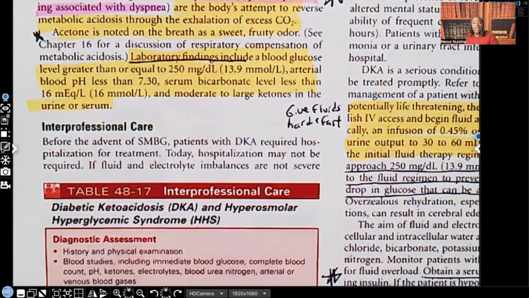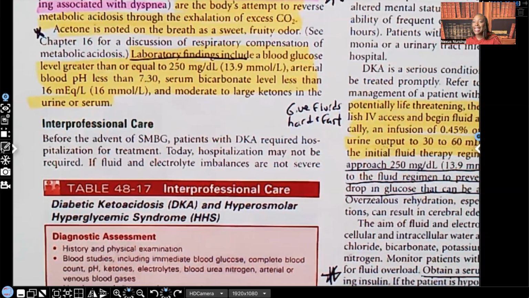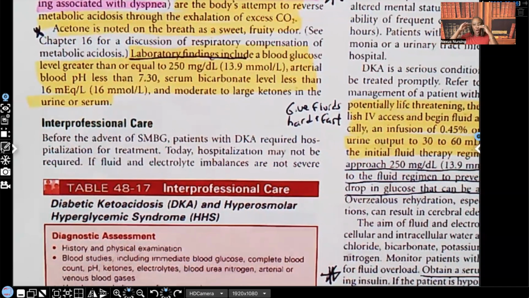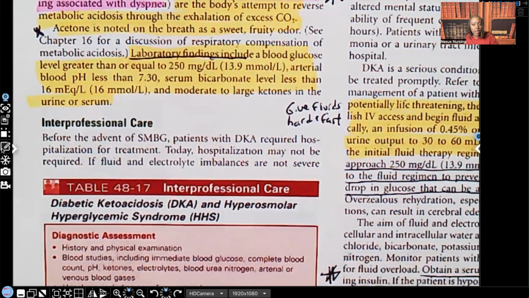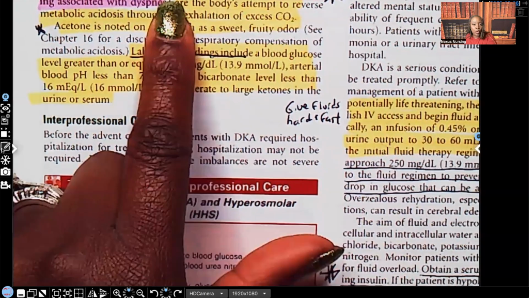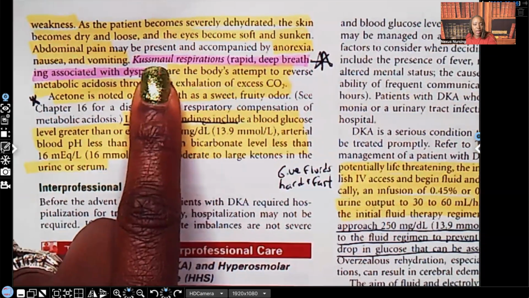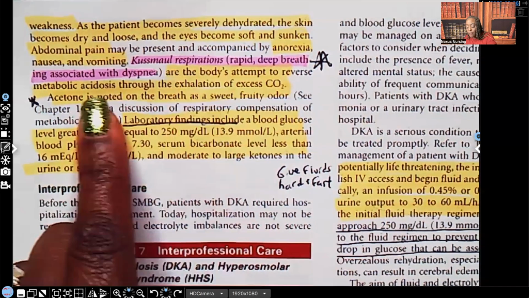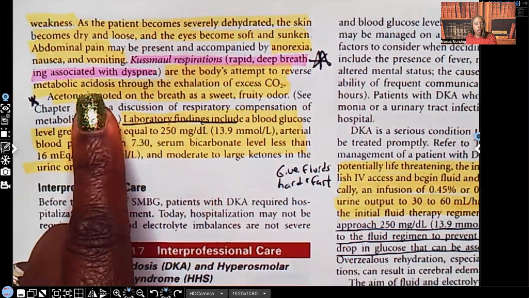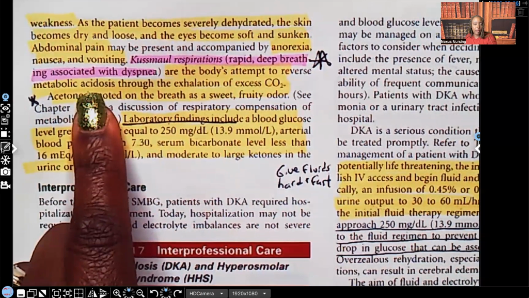So what happens when the patient is in an acidic state because of all of those ketones, they have ketoacidosis, patient breathing starts like this, because they're blowing off all of that carbon dioxide, which is what? Acidic. The patient's trying to maintain homeostasis, trying to bring them back into balance. So the body's attempt to bring them back into balance is going to be those Kussmaul's respirations right here. Look at what it says. The Kussmaul respirations are the body's attempt to reverse the metabolic acidosis through exhalation of excess carbon dioxide.